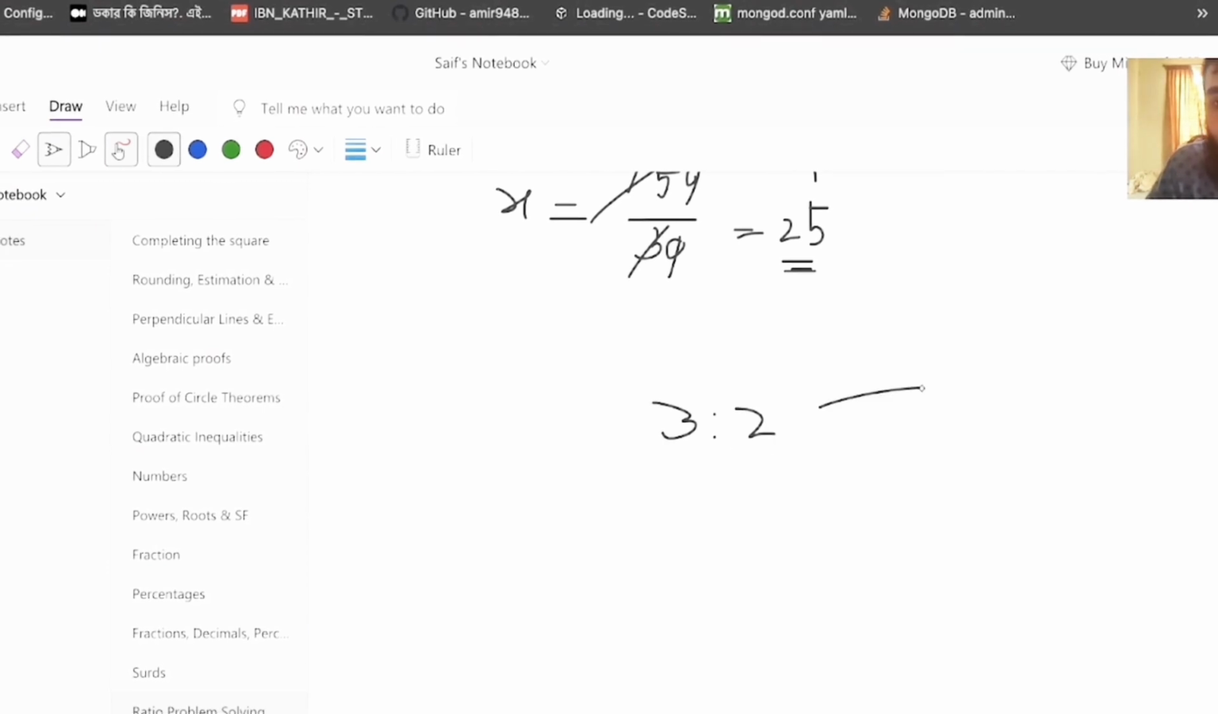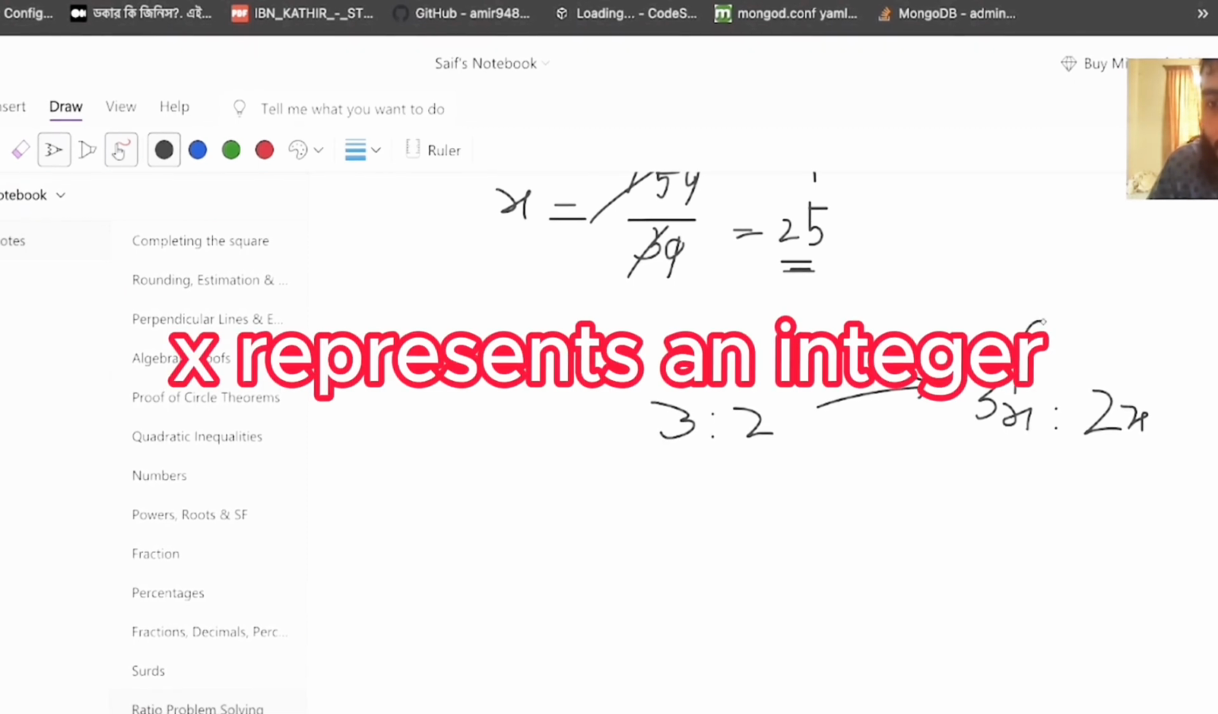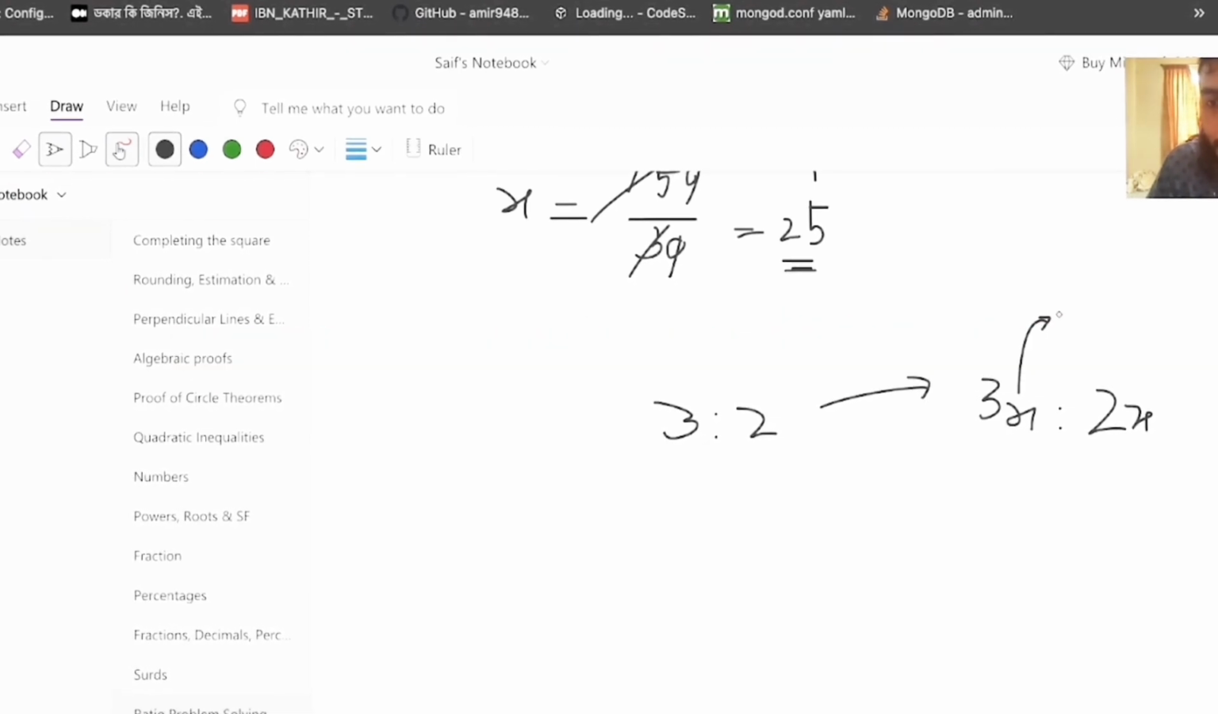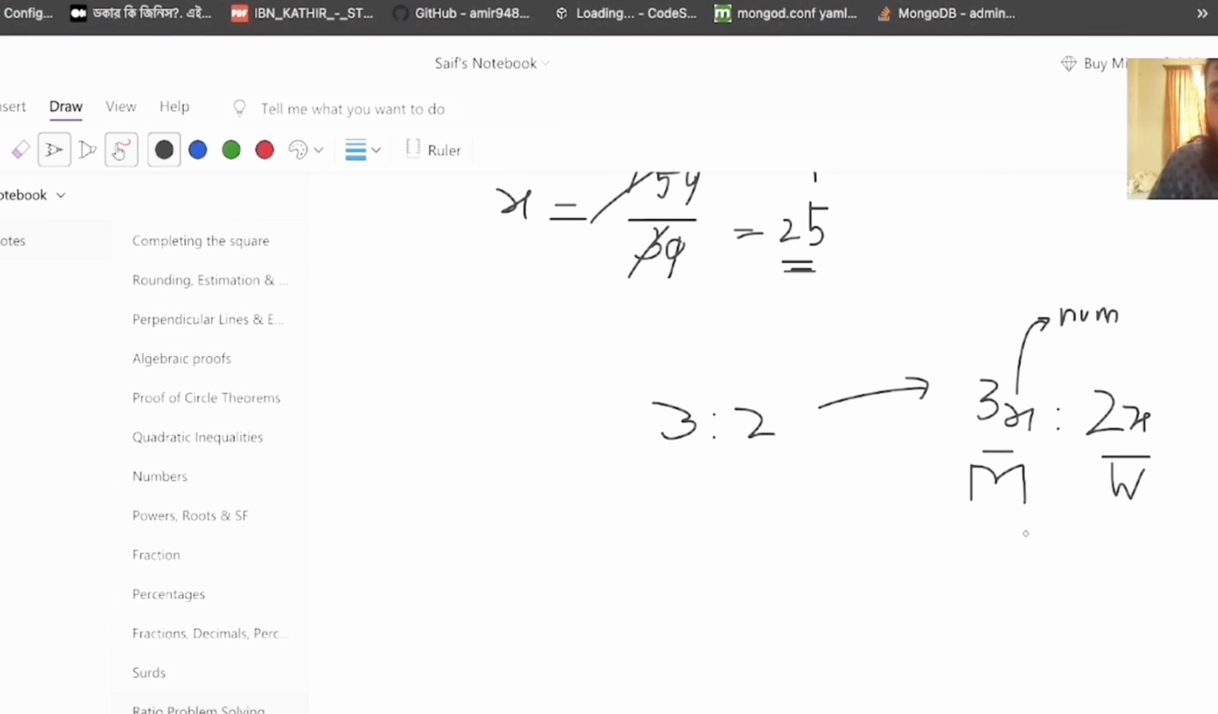So we can also write this in this way. Let's say the number of men is 3x, so the number of women is 2x. x is an integer number. So the number of men to the number of women is 3x to 2x.